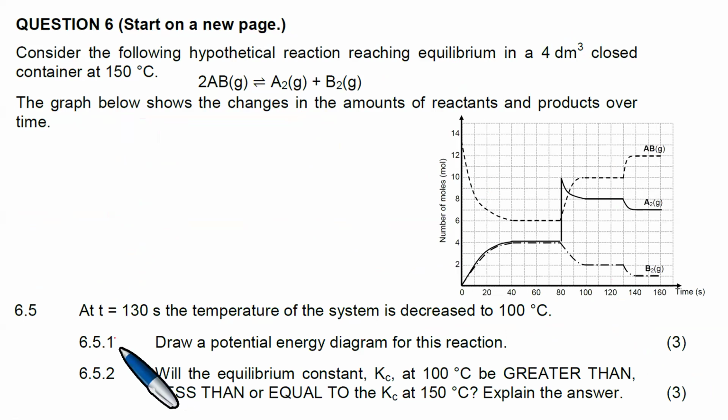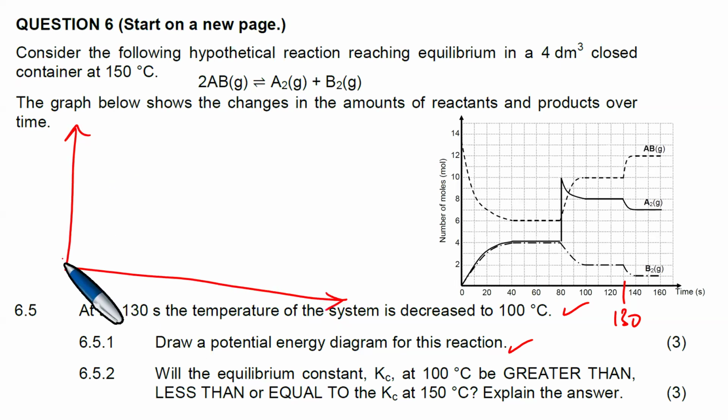Okay, now at t equals 130 seconds. This one is 120, and then 130 is going to be here. The temperature of the system is decreased to 100 degrees Celsius. Draw a potential energy diagram for this reaction. So for this reaction, let us draw a potential energy diagram. If at t equals 130 seconds the temperature of the system is decreased, what then do we expect?